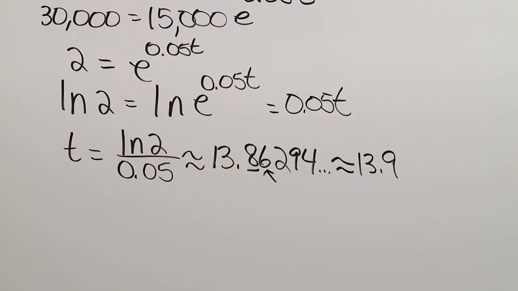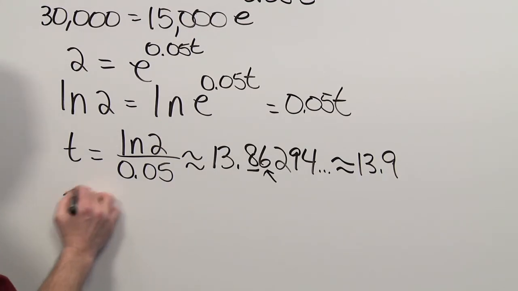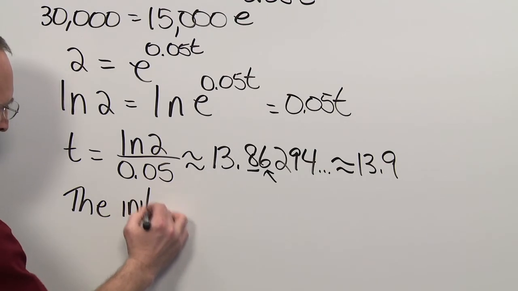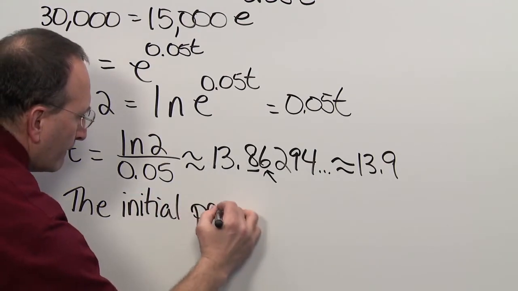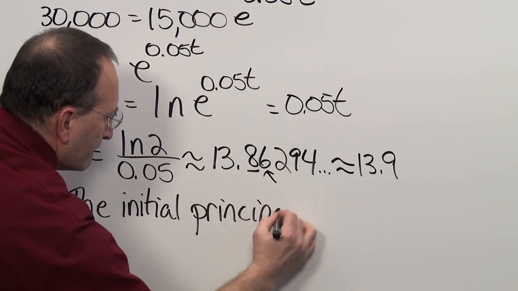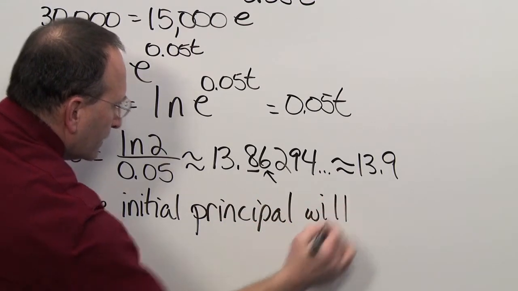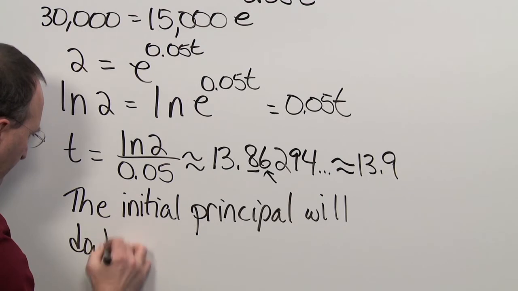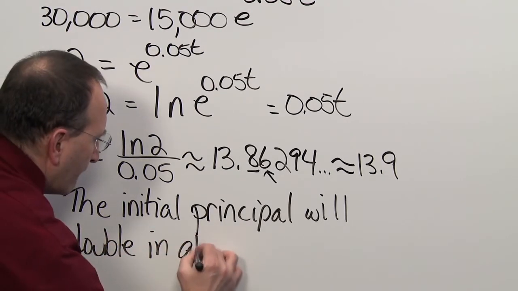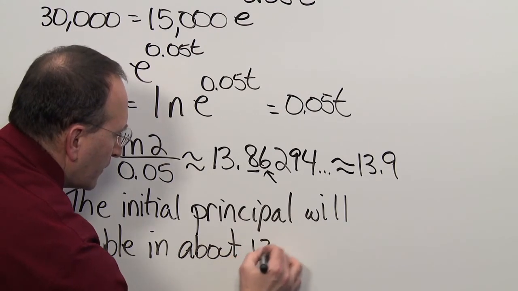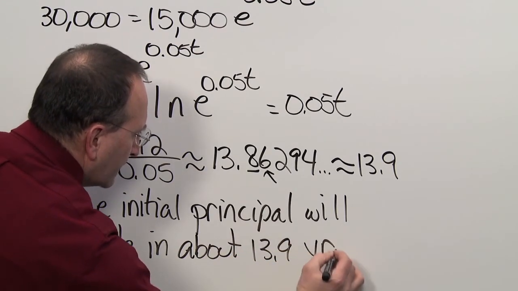13.9. And that means that our answer is that the initial principal will double in about 13.9 years.